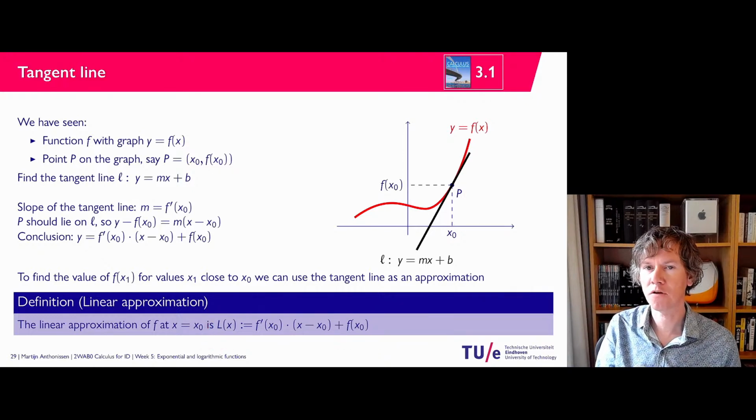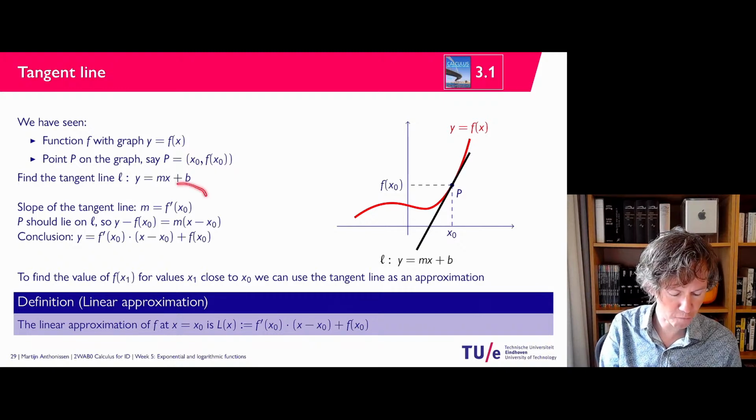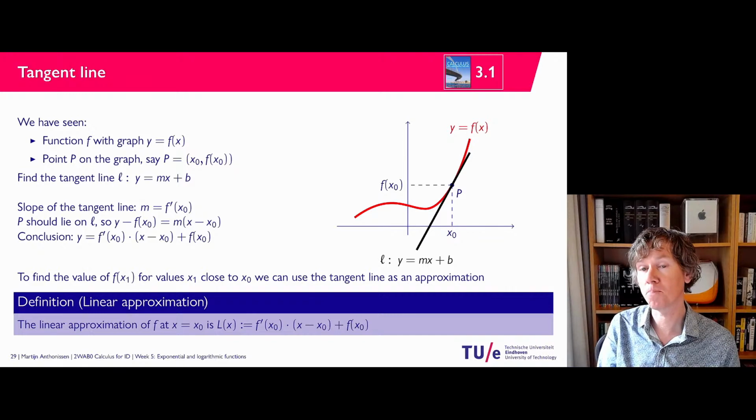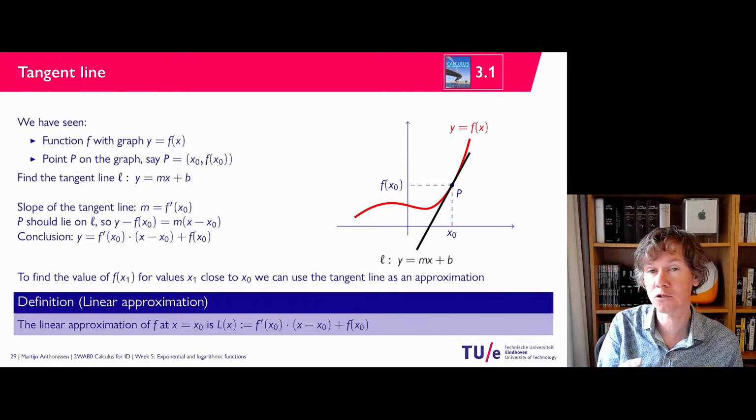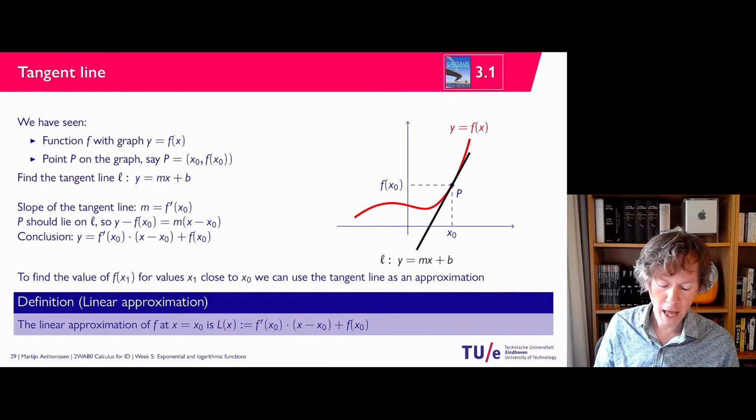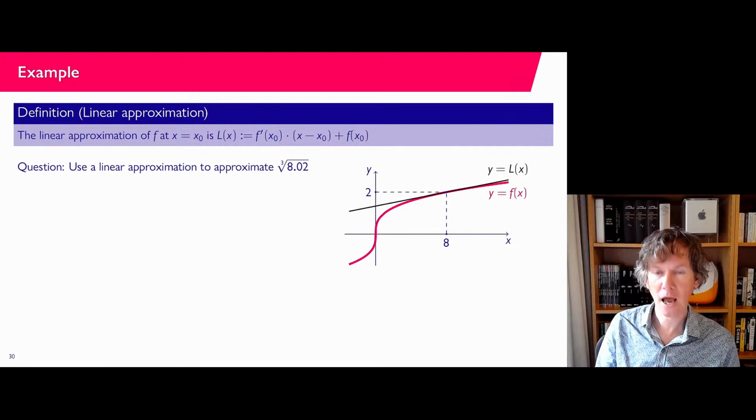If you know how to find the tangent line, you know the slope is f prime, and then you know that this point P, (x0, f(x0)), should be on the line, and that is sufficient information to find the tangent line. So last week we looked at how you can do that.